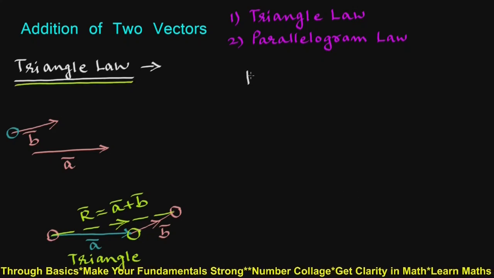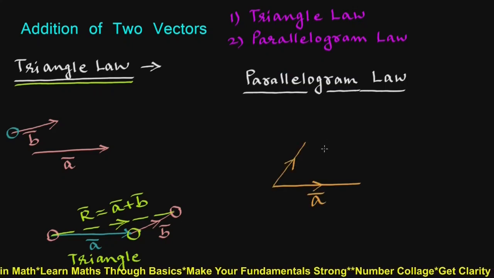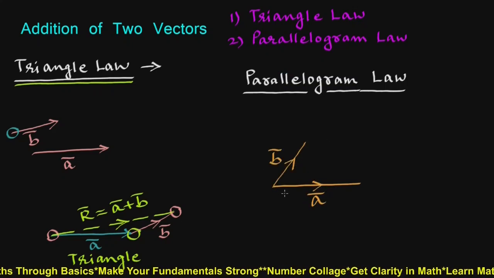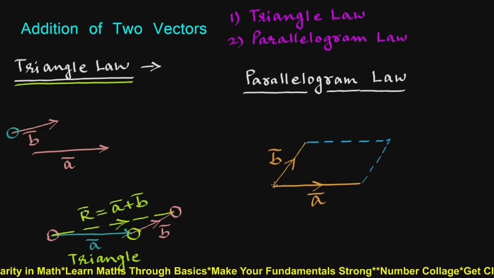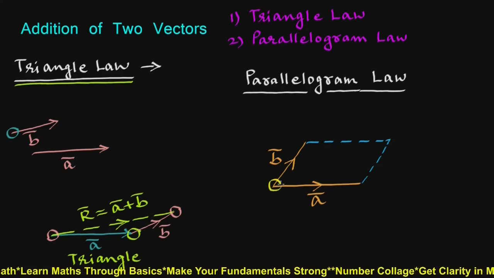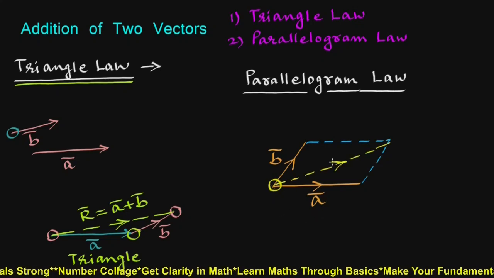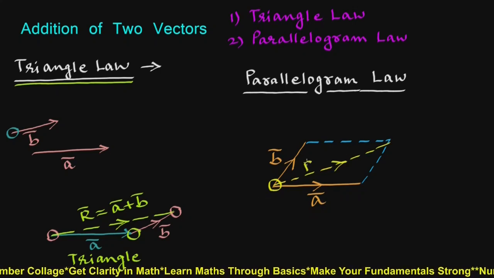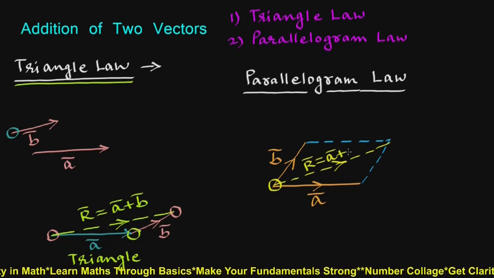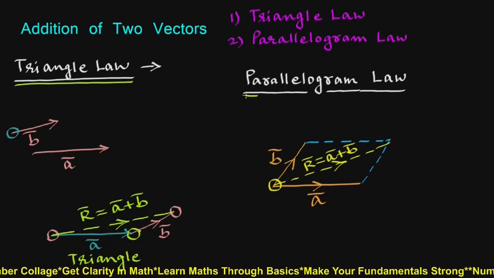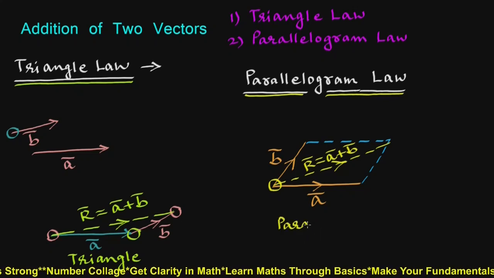In parallelogram law, we draw vector A bar and vector B bar as the adjacent sides of a parallelogram, and the diagonal which emerges from the initial point of both A bar and B bar gives us the resultant R bar of A bar and B bar, which is A bar plus B bar. This is called parallelogram law because at the end of the method we get a parallelogram.